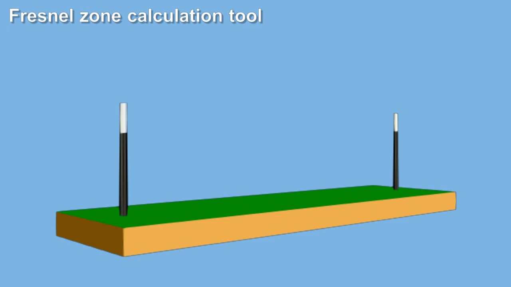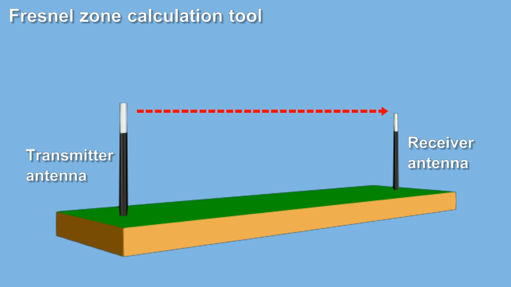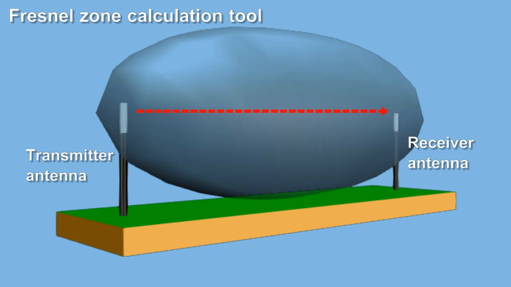In this video, we will demonstrate Circuit Design's calculation tool to give us the antenna height required to clear the Fresnel zone. Presumably, a line of sight is enough to establish communication, but in reality, we need to leave some area free. The question is, how much area do we need?